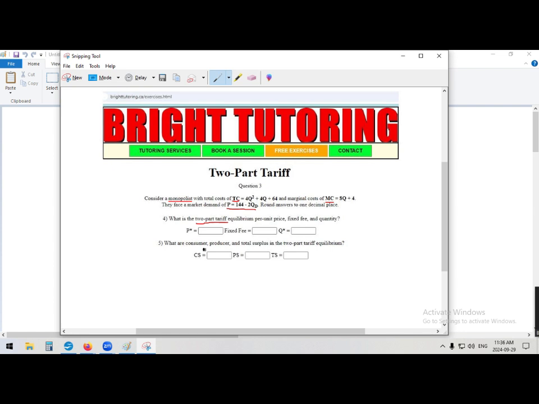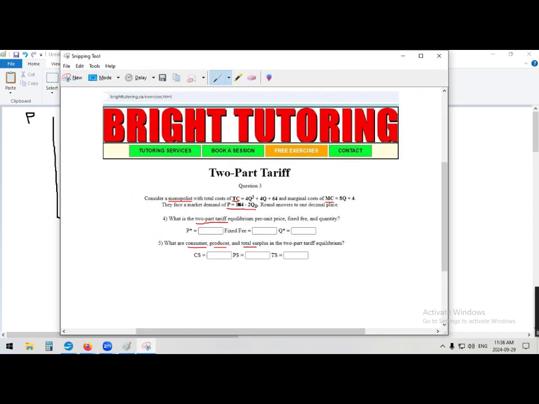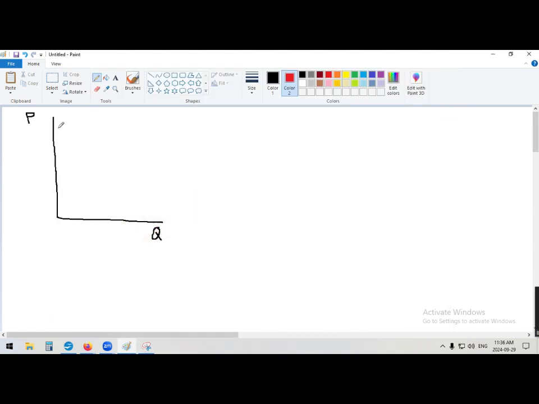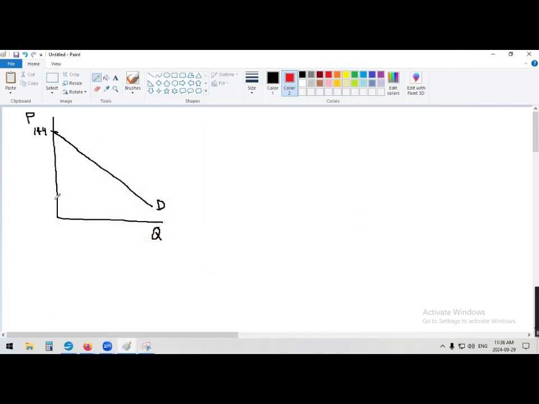Once we have that equilibrium, in the second part we have to figure out producer, consumer, and total surplus. So let's start graphing out the question here and looking at the equilibrium. So what we have here is price and quantity. Now if we look at the market demand curve, we can see it starts at 144 and decreases from there. And then over here with marginal cost, we can see it starts at 4 and then will increase from there. So we have 4 down here.